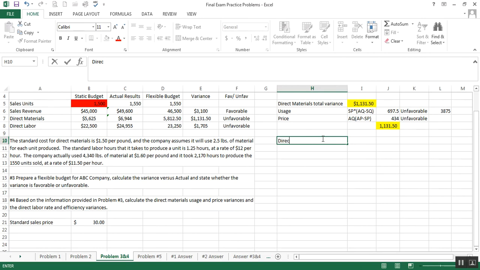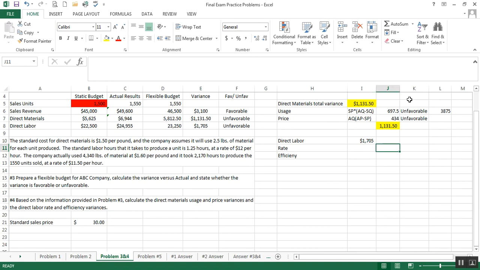Now let's look at direct labor. Again, we're going to have our rate variance and our efficiency variance. Rate is looking at how much you paid per hour, and efficiency is looking at how many hours you spent. So our direct labor is 1,705. The rate formula is... sorry, I wrote that wrong. It's actual hours times our actual rate minus our standard rate.